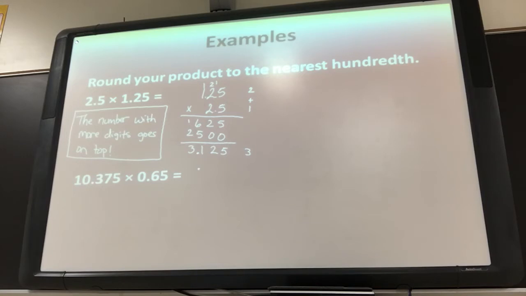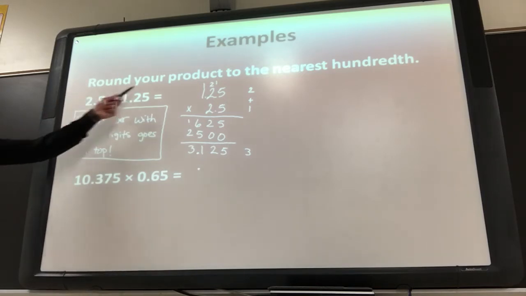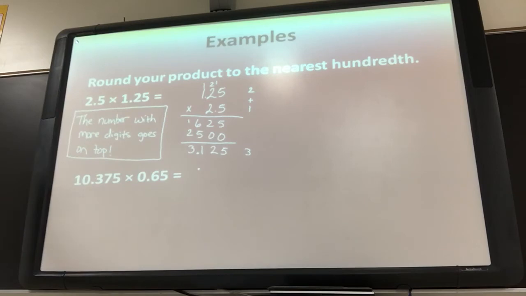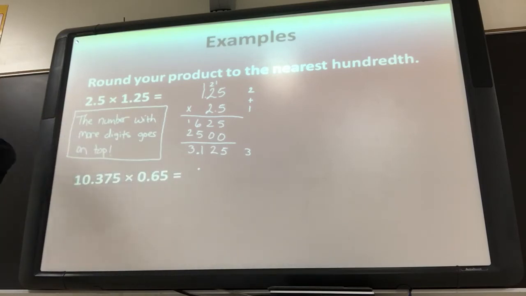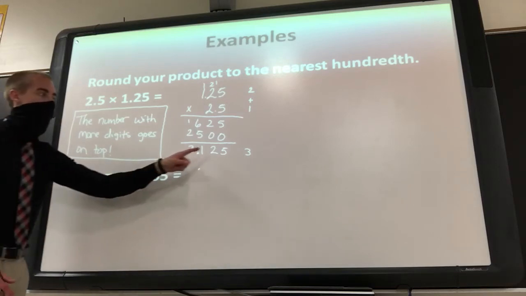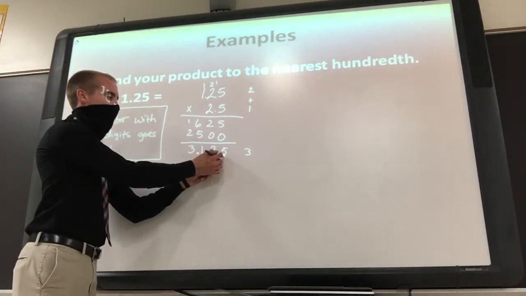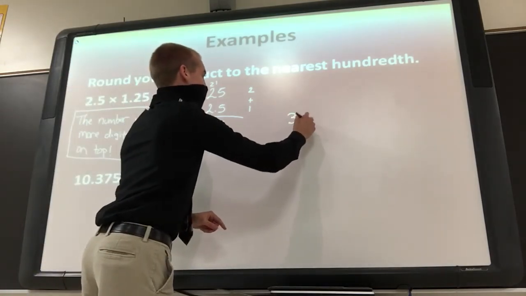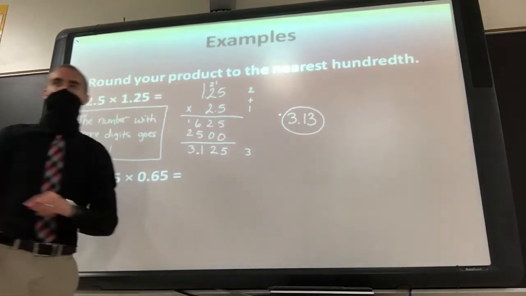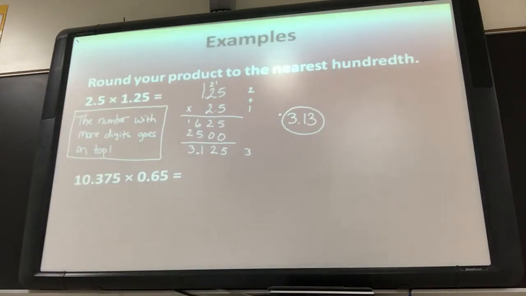Now for this one, different than yesterday, it says to round our product to the nearest hundredth. What number is in the hundredths spot? What number, Joseph? 2. So now we're going to look at the number after 2, which is a 5. 5 means we've got to round it up. So our final answer is going to be 3.13. So especially with multiplying and dividing, pay attention to what it says about rounding, because we're going to have to round quite a bit today.